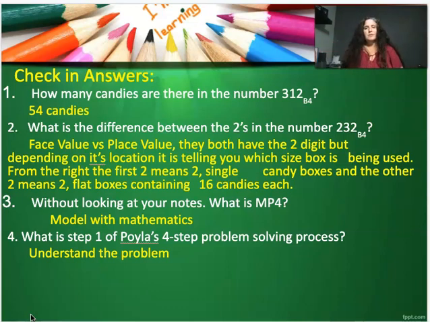And then I give you a little explanation of what's the difference between the 2s. And then remember, modeling with mathematics is MP4, okay? And then understand the problem is the Polya first step.